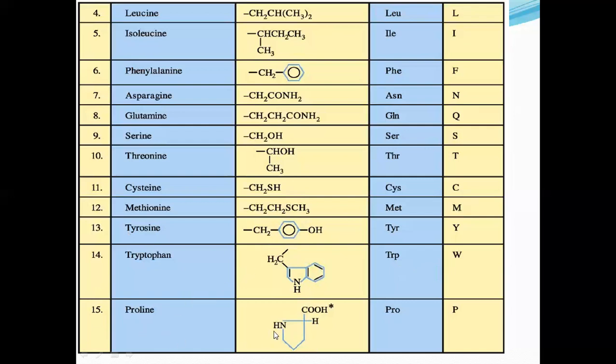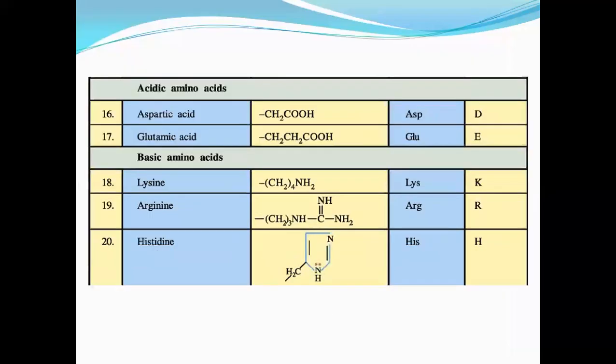Proline, that is NH, COH and H. It's the Pro form, proline, which is a combination of an amide as well as a carboxylic acid. Some more are there: aspartic acid, CH2COOH, and glutamic acid, that is CH2CH2COOH, the Glu form.